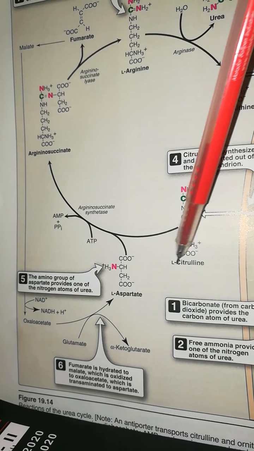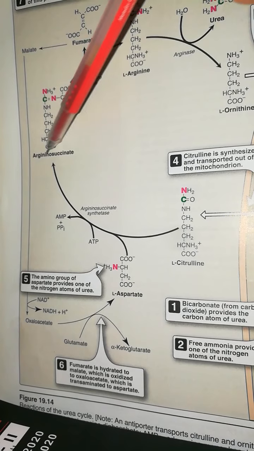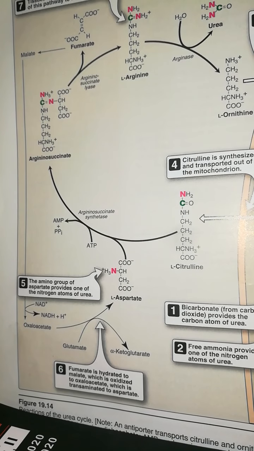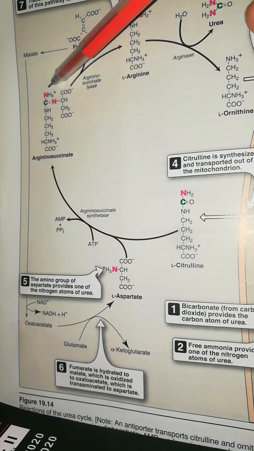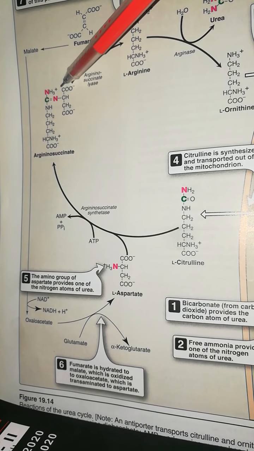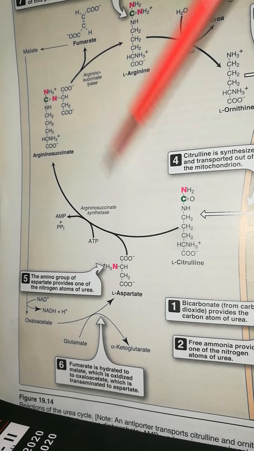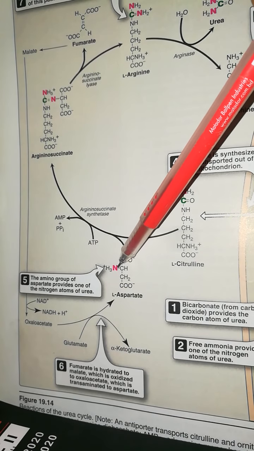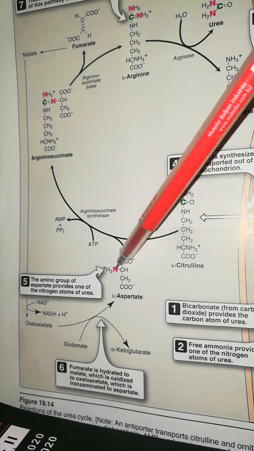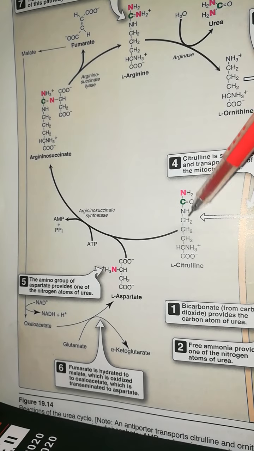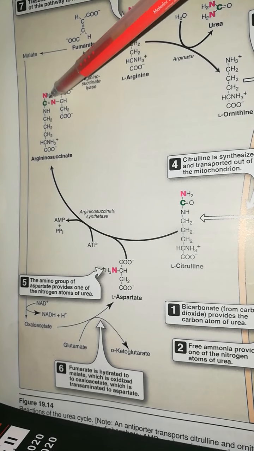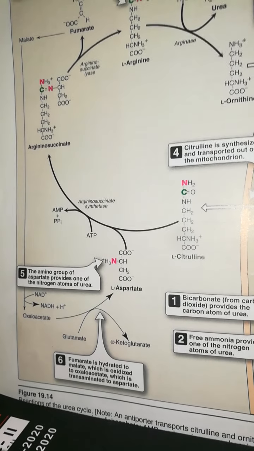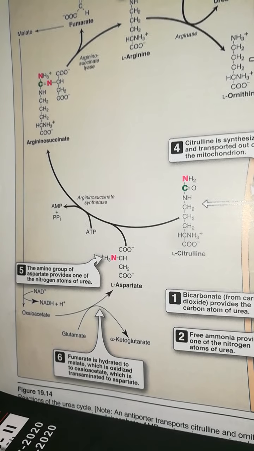Now this citrulline is converted into argininosuccinate. Here you follow, in the citrulline there is one nitrogen atom and in the argininosuccinate there are two nitrogen atoms. But how? We can get another nitrogen atom from the aspartate. Aspartate has one nitrogen atom, and from this aspartate we get this nitrogen atom and add it to this citrulline, and ultimately argininosuccinate is synthesized. So we can say that argininosuccinate has two nitrogen atoms.